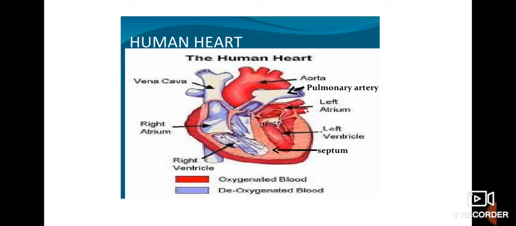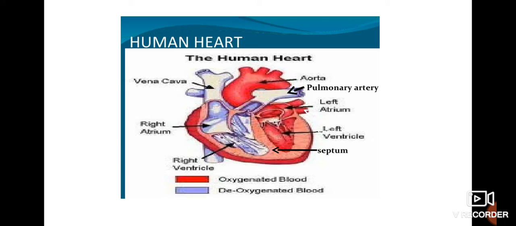Now, moving across to the human heart. This is a muscular organ found within our body, and it is majorly responsible for pumping blood from one portion to another. The human heart has four chambers: right atrium, left atrium, right ventricle, and left ventricle.